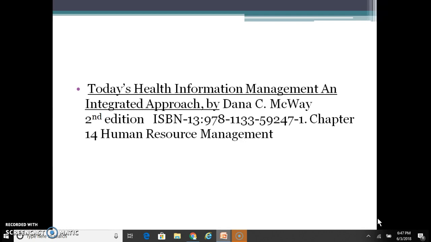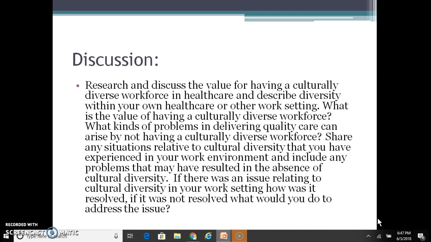Again, part of preparation for this week is Chapter 14 in McWay. For our discussion, we are going to research and discuss the value for having a culturally diverse workforce in healthcare and describe diversity within your own healthcare or other work setting. What's the value of having a culturally diverse workforce? What kinds of problems in delivering quality care can arise by not having a culturally diverse workforce?